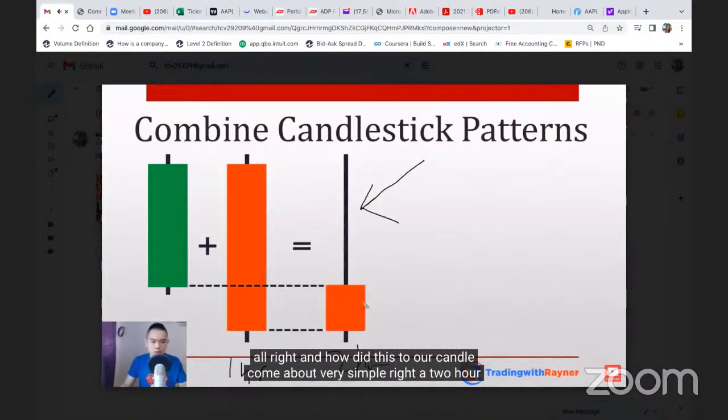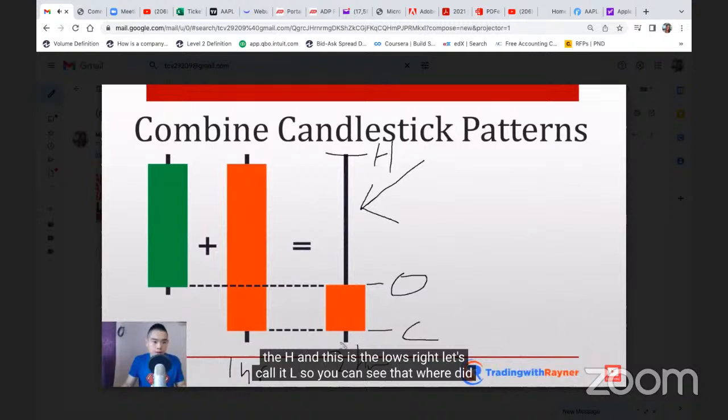All right, and how did this 2 hour candle come about? Very simple. A 2 hour candle simply identifies what's the high over the last 2 hours, what is the low over the last 2 hours, the opening price of the first hour, and the closing price at the second hour. Simple. So if you look at this, this is essentially the open, this is the close, this is the highs, let's call it H, and this is the lows, let's call it L. So where did we get the open from? We get the open from the first candle, because this is the first hour of the 2 hours. Sorry, this is the open. So this is why we have the open over here.